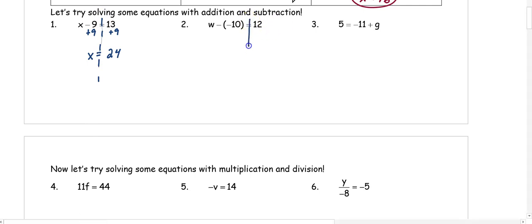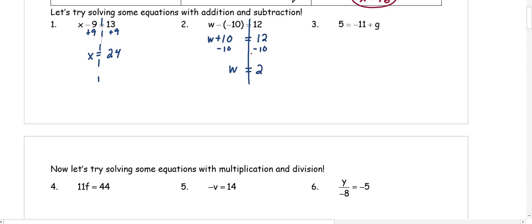So number two, w minus negative 10 equals 12. Remember, when we have two negatives in a row, it becomes positive. So w plus 10 equals 12. The inverse of addition is subtraction. So we're going to subtract 10 from both sides, and w equals 2.